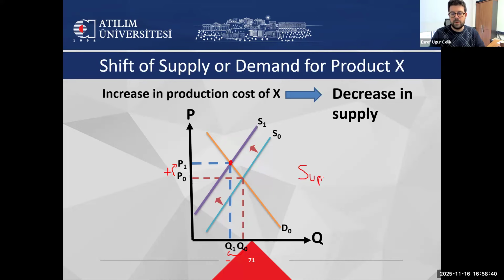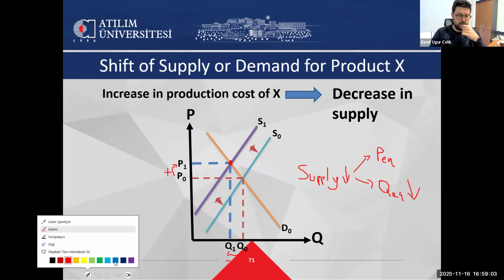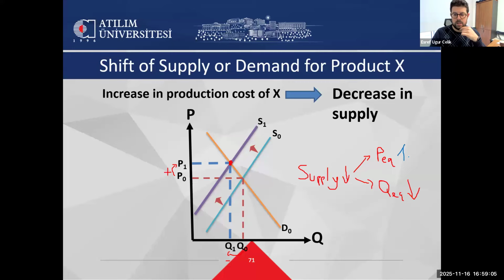So when the supply curve is shifting to the left, supplying less means that you can produce less. So the equilibrium quantity is less, and items become higher priced. So the equilibrium price becomes higher.